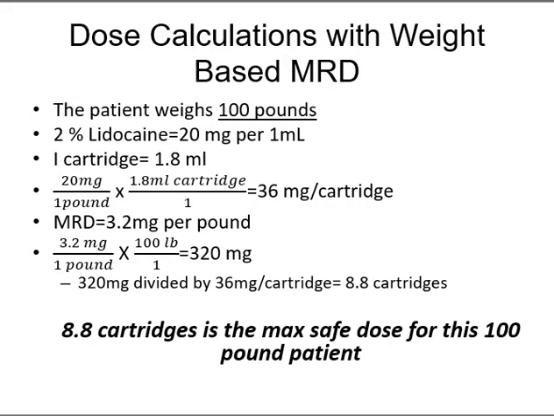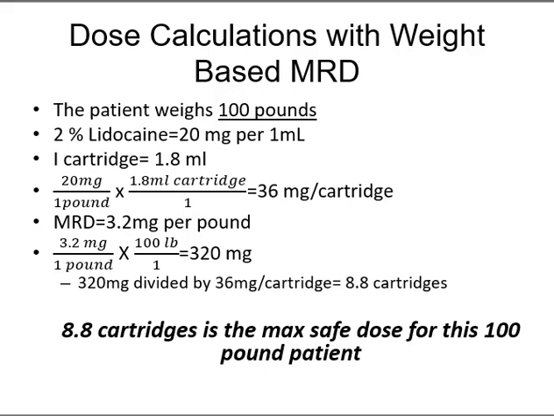What about a weight-based MRD? Now, let's say the patient weighs less than about 155 pounds. Let's say the patient weighs 100 pounds. So that's a clue to you. This is a very lightly built person, 100 pounds. So we start the same. 2% lidocaine, 20 milligrams per 1 milliliter. One cartridge is 1.8. We get to 36 milligrams per cartridge.